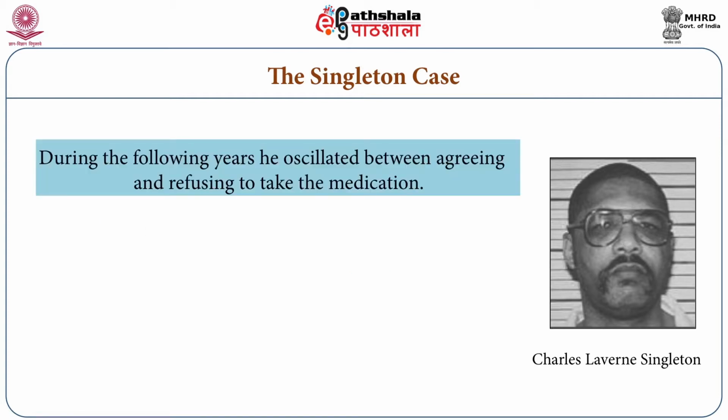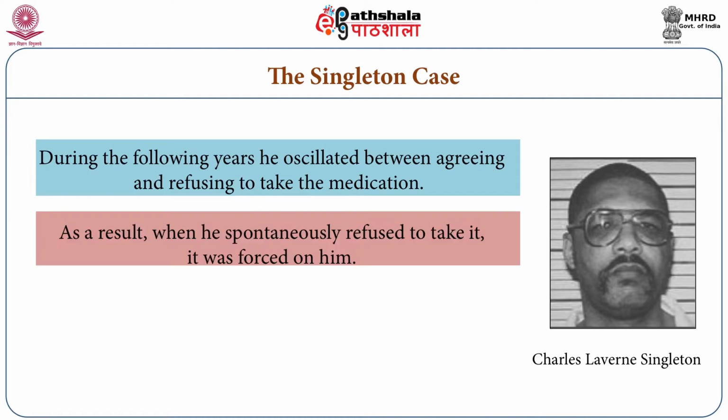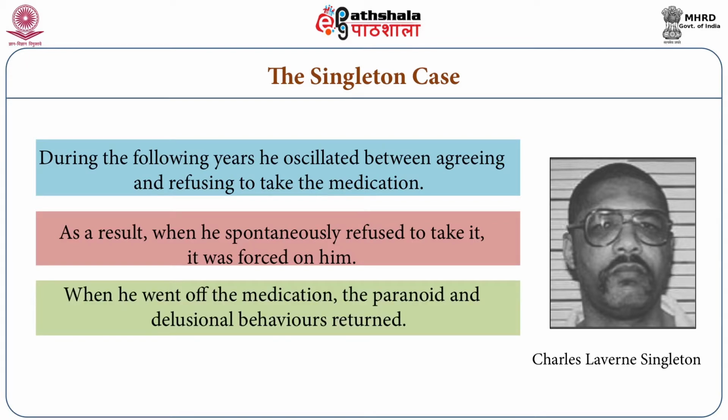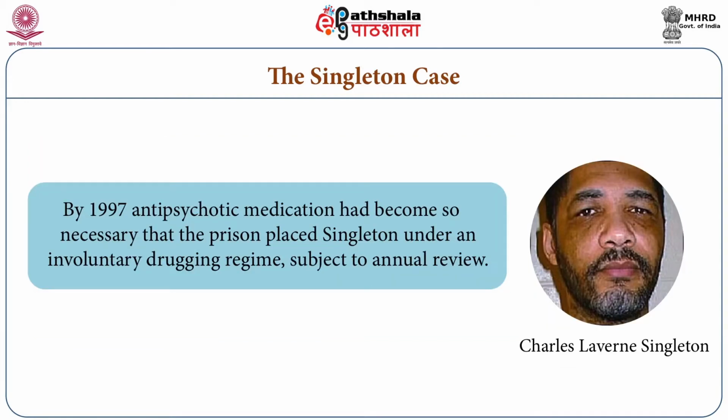During the years following that, Singleton sometimes refused to take the medication, sometimes he agreed to take the medication. As a result, when he spontaneously refused to take it, it was forced upon him. When he went off the medication, the paranoid and delusional behaviors returned. By 1997, antipsychotic medication had become so necessary that the prison placed Singleton under an involuntary drugging regime, so he no longer had the choice of determining whether he would or would not take the medication.